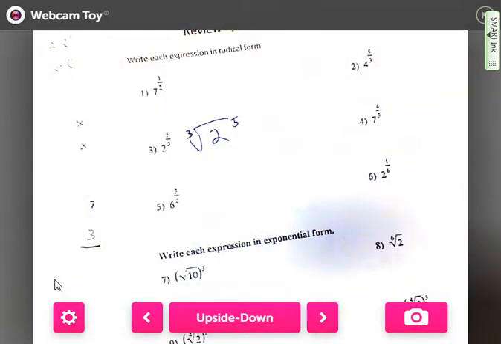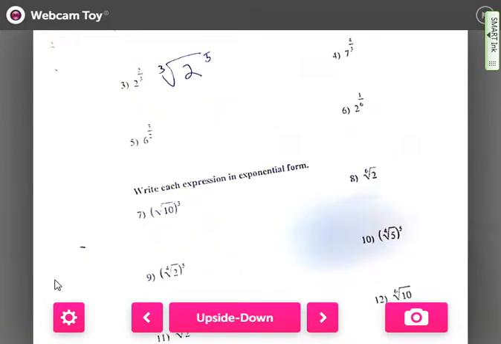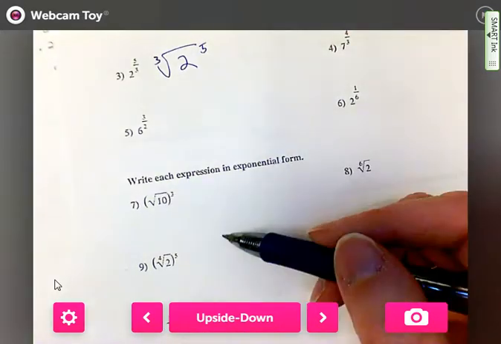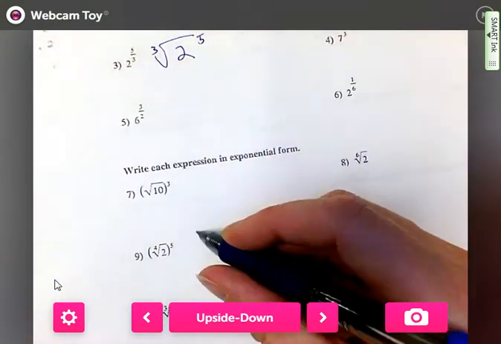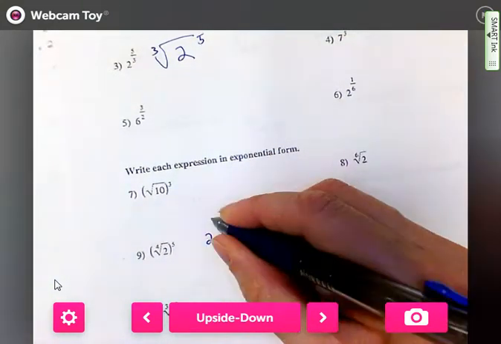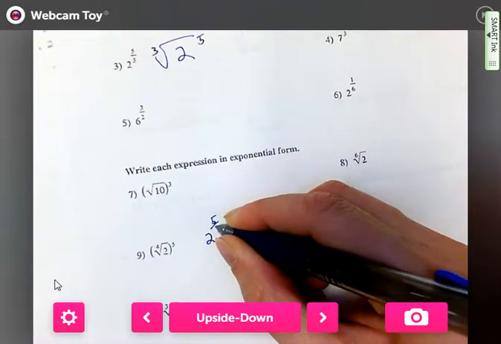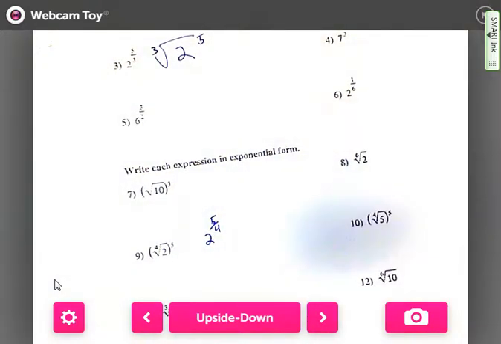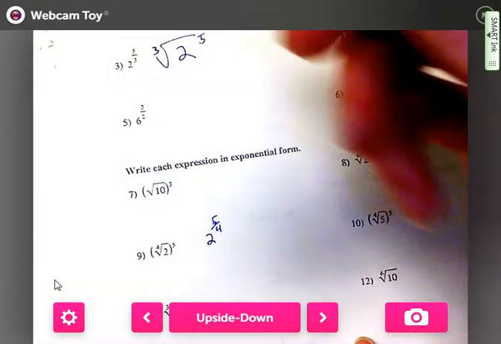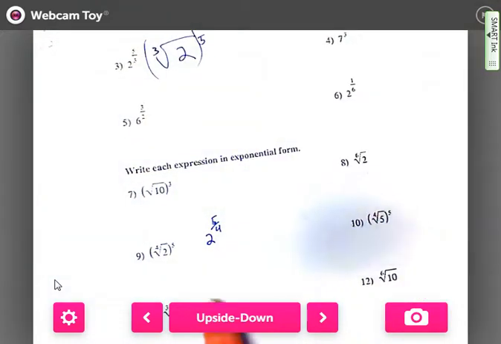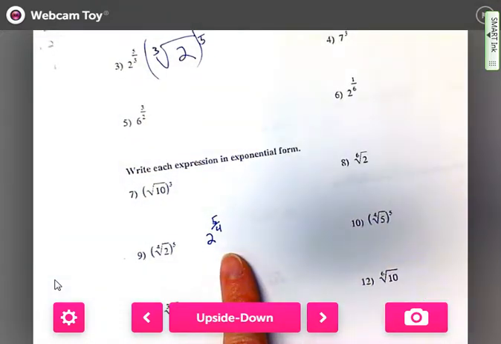If I'm looking at questions 7 through 12, I'm changing this to exponential form. So for example, number 9 becomes 2 to the 5th power over the 4th power, 2 to the 5/4 power, because it's the 4th root of 2 to the 5th. Okay? Questions about these two sections before we move on?